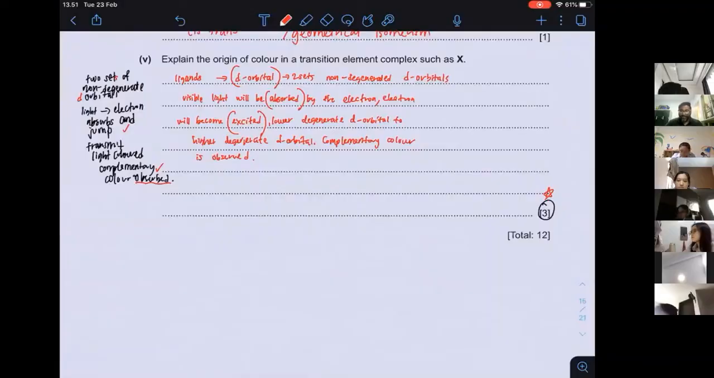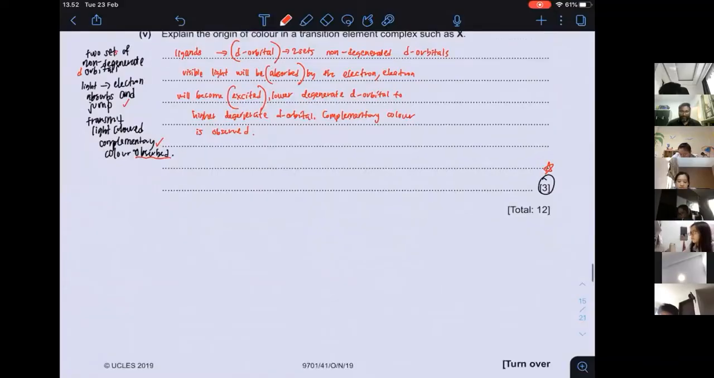If you notice also, they don't use the term degenerate orbitals. They just say different energies. The meaning is still the same. So they have d orbitals with different energy. But in your textbook they say degenerate orbitals, so it's fine. You can use both.